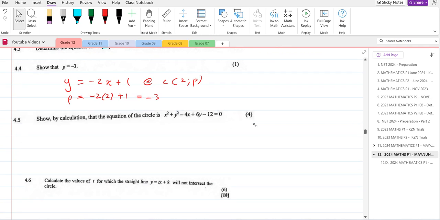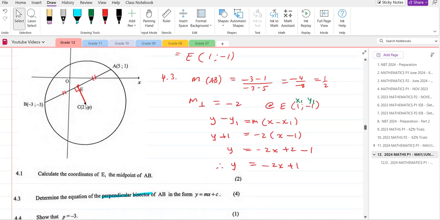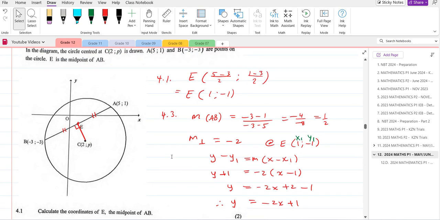Next question. Show by calculation that the equation of the circle is x squared plus y squared minus 4x plus 6y minus 12. Well, we have the center. Center is 2 and minus 3. Remember, we just found P. Center of the circle is 2 and minus 3, the value of P. Okay, let's copy this diagram and put it there.